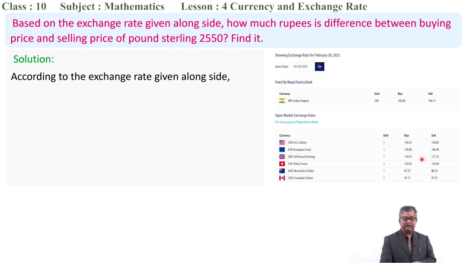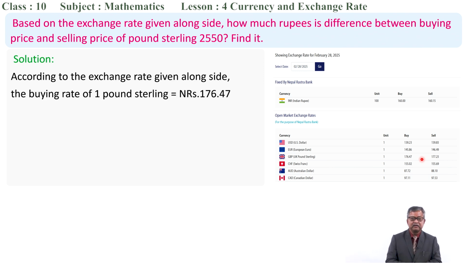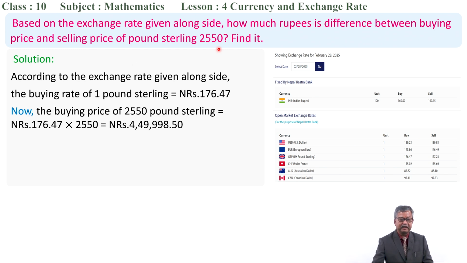So according to the exchange rate given alongside, the buying rate of 1 pound sterling is Nepalese rupees, the symbol of Nepal NRS, 176.47. It means 176 rupees 47 paisa. That is the buying rate of 1 pound sterling of these days. So according to that rate, 2,550 pound sterling is how much? Then what will we do? Yes, we have to multiply. Okay, then you can say that.